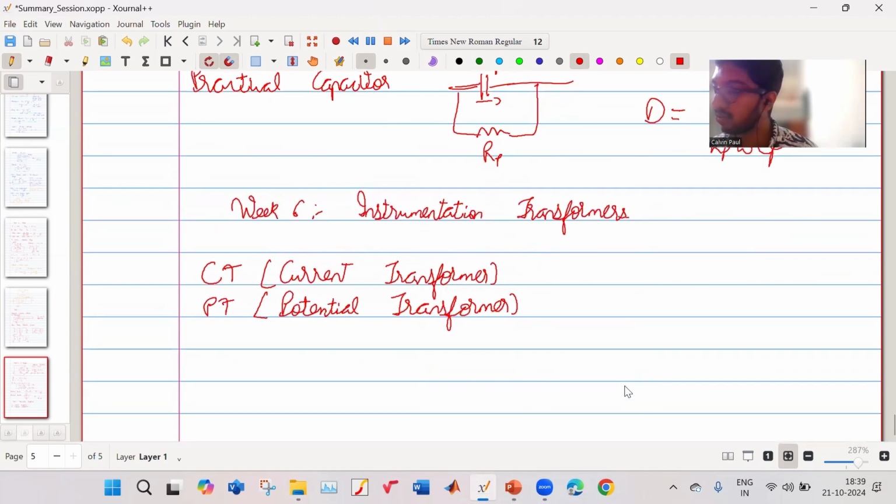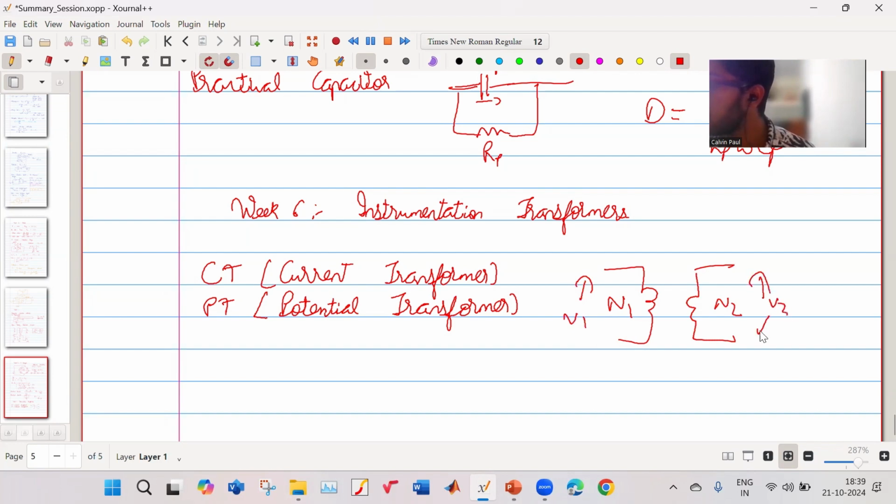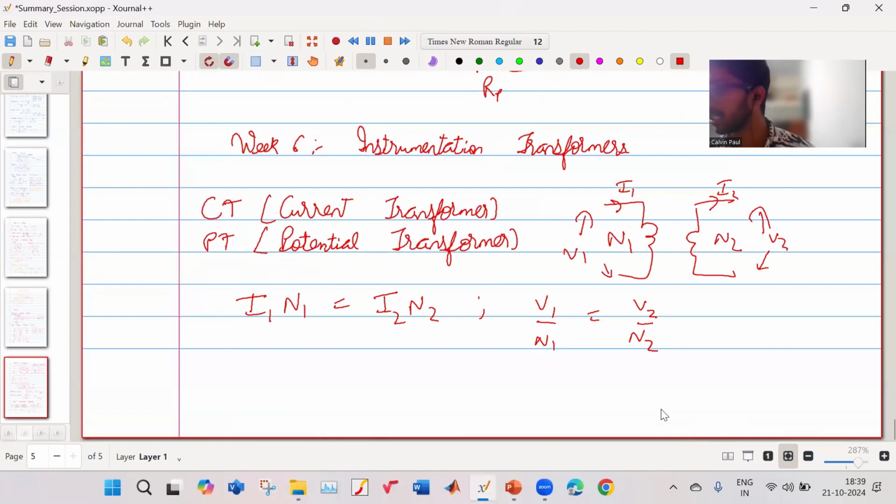They are also transformers. There are some turns N1, it has some turns N2. This is your V1, this is your V2, this is your I1, this is your I2. So what we know, I1 into N1 should be equal to I2 into N2. Similarly, V1 upon N1 should be equal to V2 upon N2. This is the ideal condition.